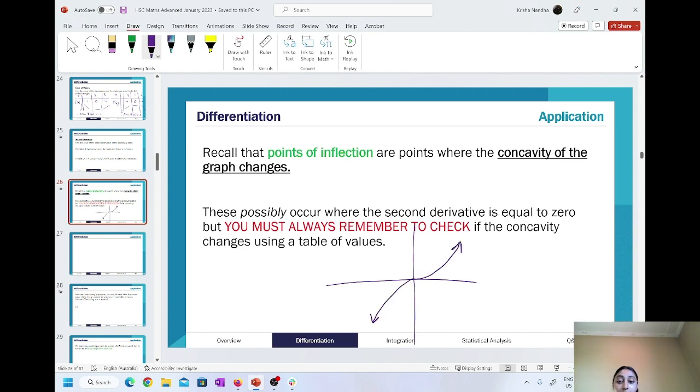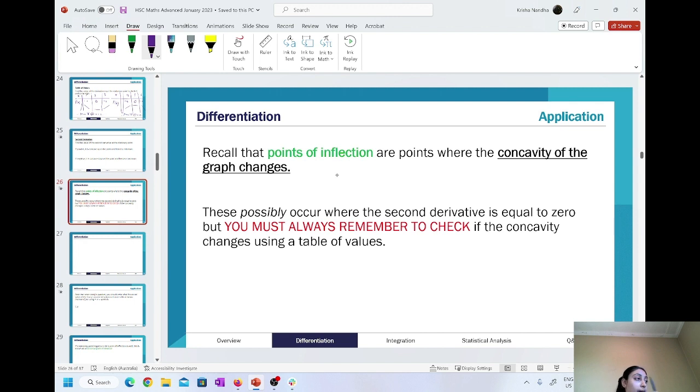Like this, it's got a horizontal point of inflection, it's called, if there is a stationary point and a point of inflection. So over here it's concave up, over here it's concave down. Or it could just be something like that, literally like that. So right here is the point of inflection. On the left of it, it's concave up, on the right of it is concave down. Okay, stuff like that. That is a concavity change.